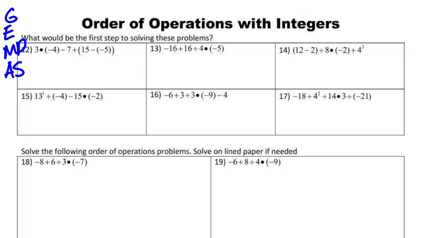So if we look at number 12, I have a grouping that I need to solve. I need to solve 15 minus negative 5 first. Number 13, I don't have any groupings. I don't have any exponents. I have multiplication, division, and division comes first. So I'm going to solve the division first. Pause here. I want to do 14, 15, 16, and 17.